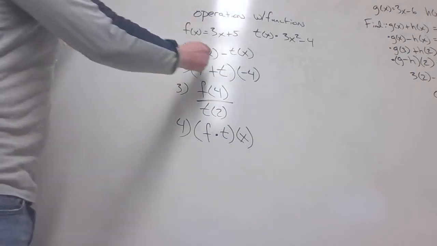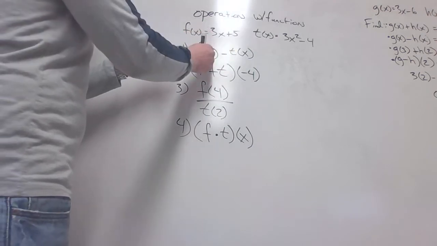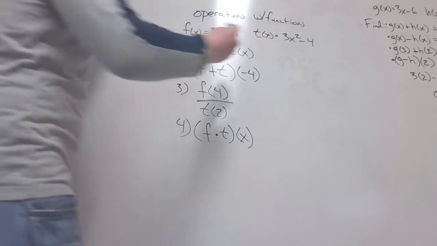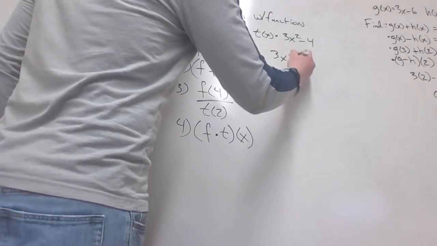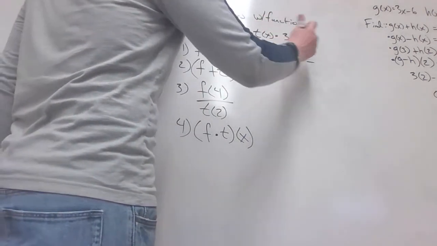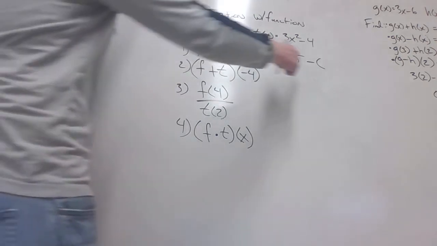Alright, so first things first, I got f of x minus t of x. So in this case, because both inputs are just x, I'm just taking the two functions and subtracting them from each other. It's that basic. So I'm literally just doing 3x plus 5 minus. Now remember, when this is a minus, you've got to put the entire function in parentheses. Can you see this? I think you can. Put it in parentheses. So it's right there.